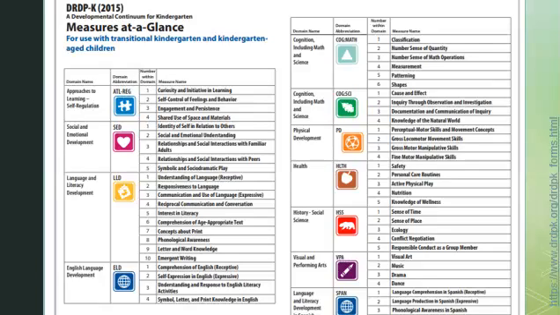Moving on, we see measures at a glance. So here you can recognize the different domains that we've been talking about, and each of the domains has its own set of measures. There are the 11 domains, and there are a total of 55 measures in this DRDP-K assessment tool.